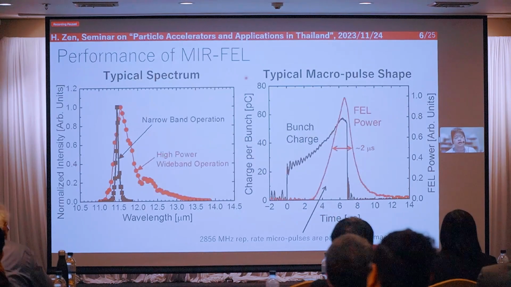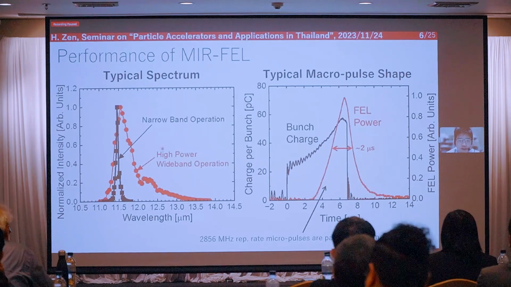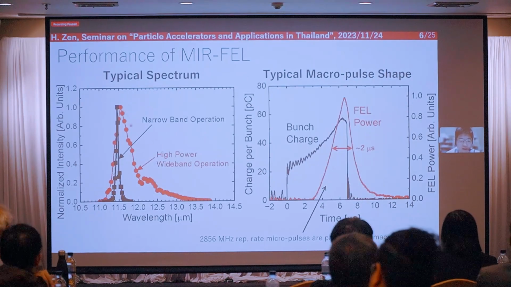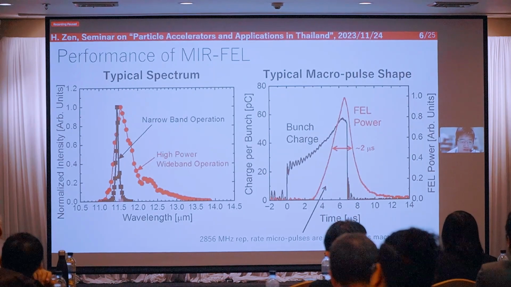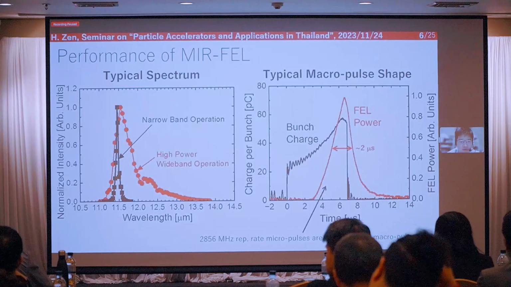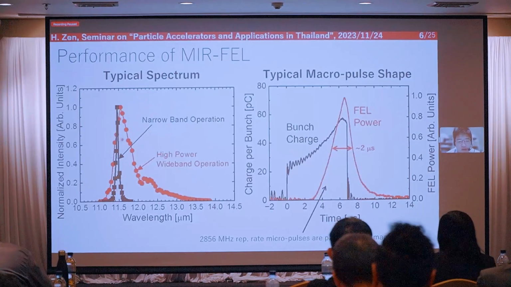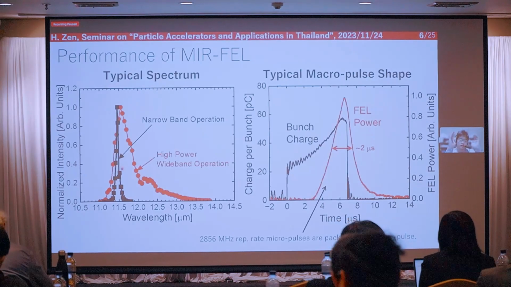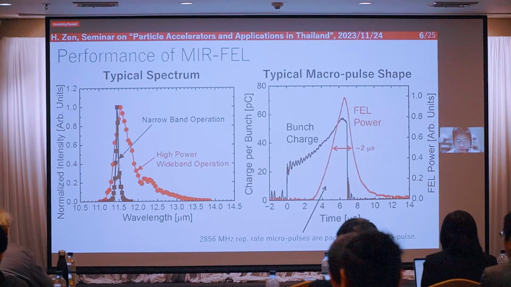And this is a typical spectrum and typical macropulse shape of the FEL. This is a lasing condition around 11.6 micrometer. And we can do high power wideband operation and narrow band operation. This operation mode can be switched by changing the optical cavity length slightly, by 10 micrometer. Then the lasing mode switches from high power wideband operation to narrow band operation.